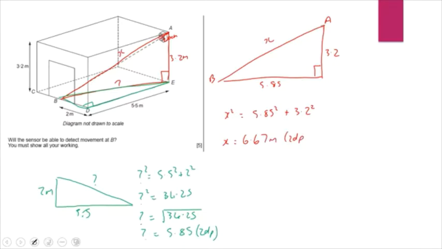That includes the sensor at the top here, 20 centimeters. So if I take 20 centimeters off A to B, so 6.67 meters, take away the 20 centimeters, which is 0.2 meters, gives me 6.47 meters. That's less than 6.5 meters. So yes, the sensor will pick up someone at point B.